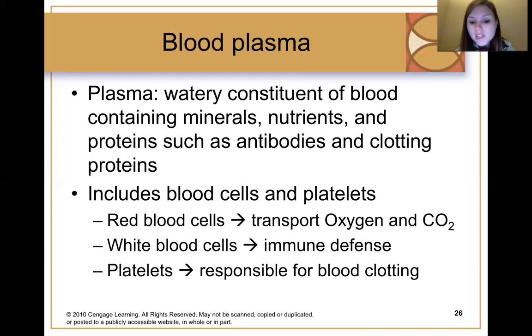White blood cells are responsible for immune defense. If you go to the doctor and they say your white blood cell count is high, that's a good indicator that you have an infection, because those white blood cells are responsible for immune defense. And then platelets are responsible for blood clotting. Like I said, blood clotting is really important because if you get a cut or anything happens, you really want your blood to clot, otherwise you'll bleed out. So the platelets are responsible for that.